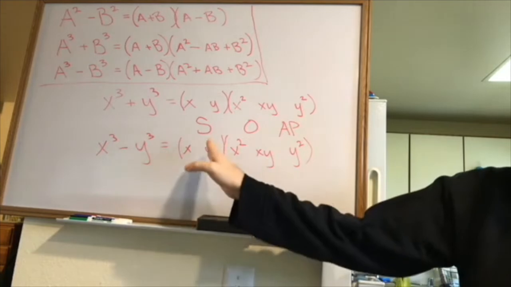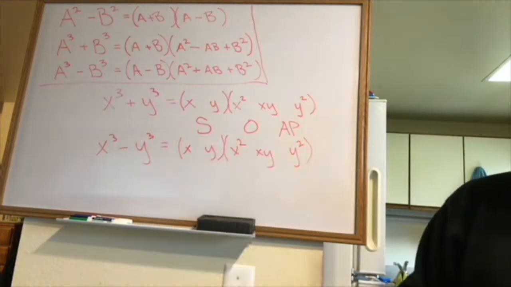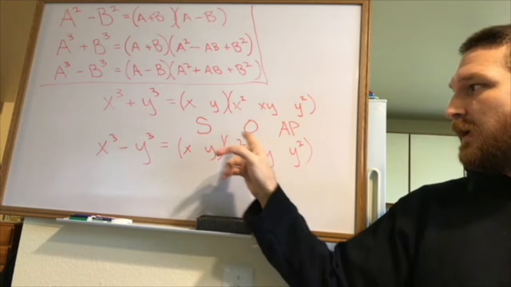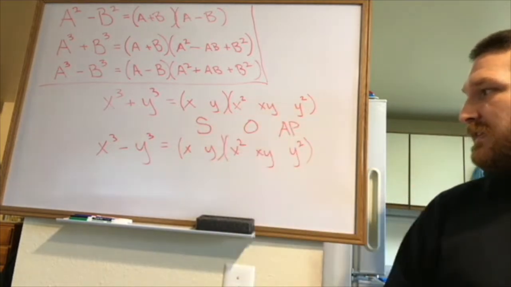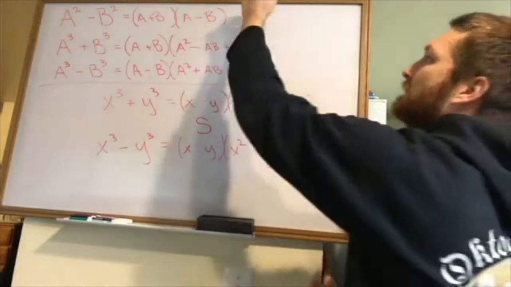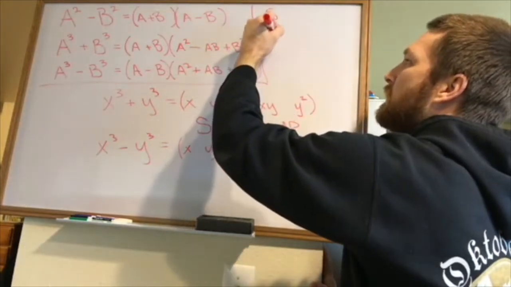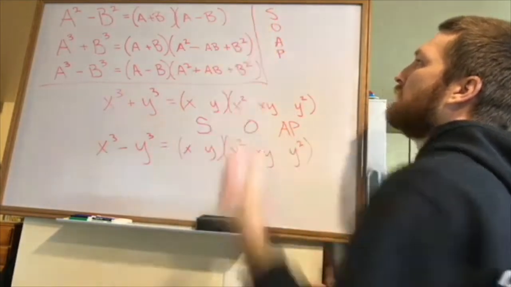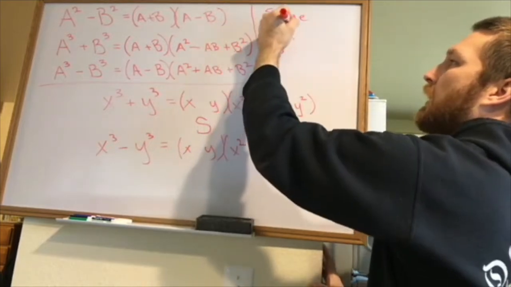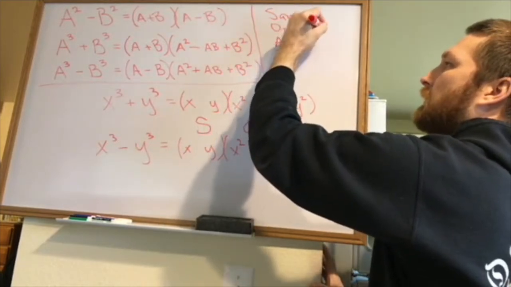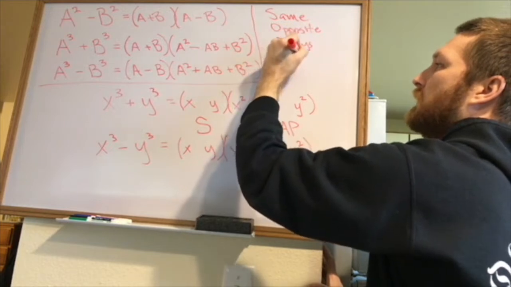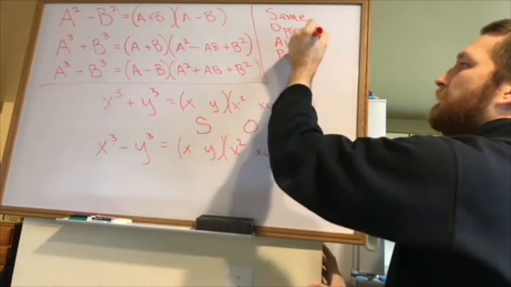See where I wrote it? We have 1, 2, 3 missing places where we need signs. And I've written them where all of these signs show up. So it stands for same, opposite, then always positive.